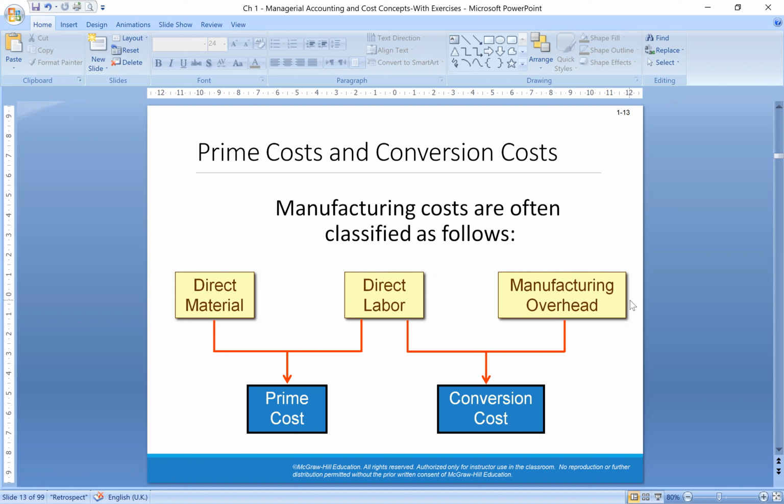Direct material and direct labor are called prime costs. The first two manufacturing costs are called prime costs, which means we don't have any product without the direct material and direct labor. The direct labor and the manufacturing overhead are called conversion costs. Conversion cost, from the word convert, which means these costs convert the direct material into finished goods. So we call that conversion costs.